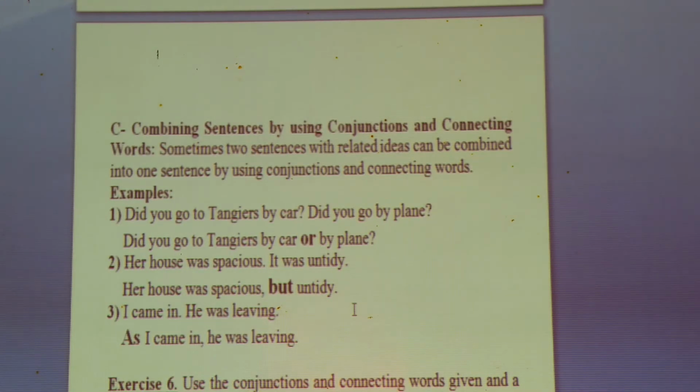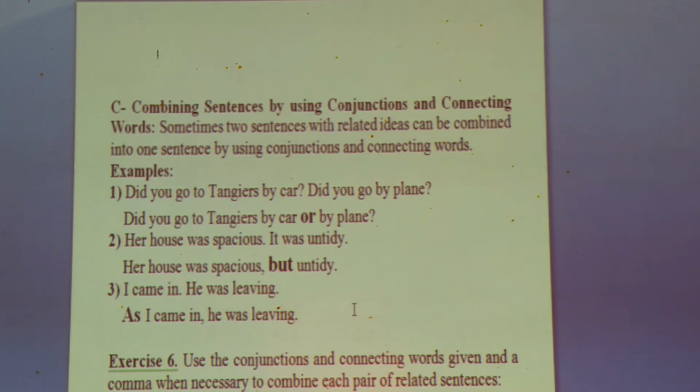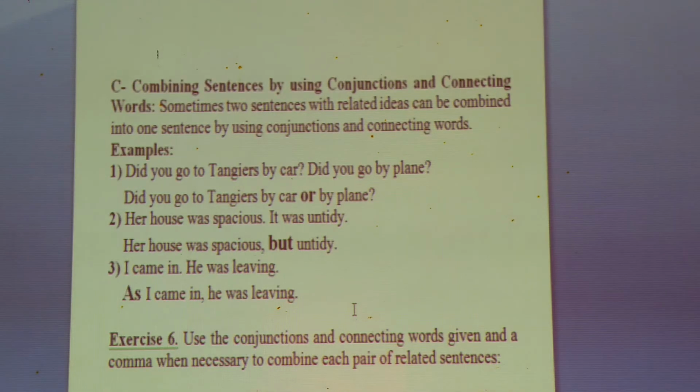Combining sentences by using conjunctions as well as connecting words. These are very important in English. For instance, in number 1, you have a choice between two things. Instead of repeating, did you go to Tangiers by car? Did you go by plane? You can just say, did you go to Tangiers by car or by plane?